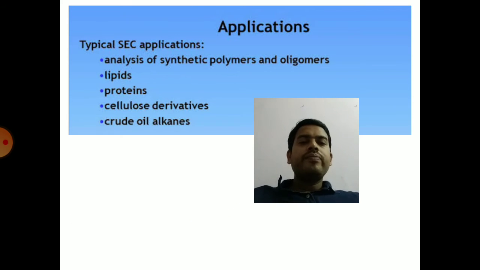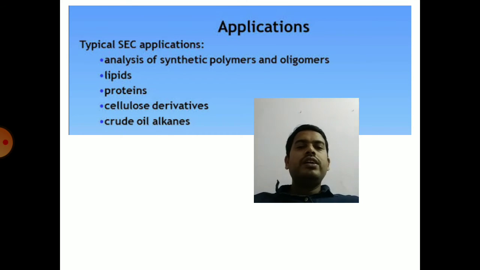If you see the applications of molecular exclusion chromatography or size exclusion chromatography, it is used for the analysis of synthetic polymers and oligomers, and also for the separation of lipids, proteins, cellulose derivatives, and crude oils like alkanes. That means separation of larger molecular size or weight compounds from the smaller molecular weight compounds. So that is the application of size exclusion chromatography.